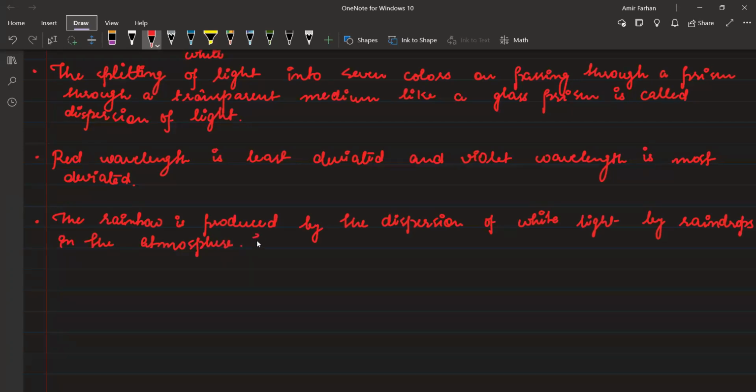Each raindrop acts as a... Sometimes it can be asked in the school exam, explain how the rainbow is formed. So each raindrop, you have to explain the concept, the answer like this.